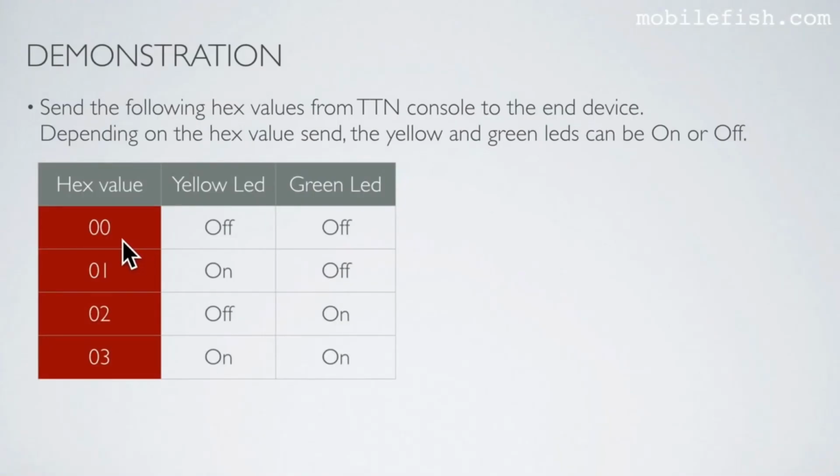So if you send the hex value 00, both LEDs are off. If you send the hex value 01, the yellow LED is on, but the green LED is off. If you send the hex value 02, the yellow LED is off, but the green LED is on. And if you send the hex value 03, both LEDs are on.